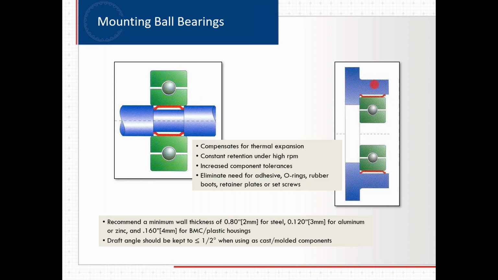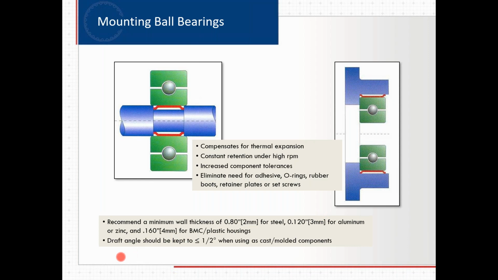If it's an aluminum housing, we recommend a minimum of 3 millimeter wall thickness. And if it's a plastic housing, we recommend a minimum of 4 millimeter wall thickness. This is because the tolerance ring is exerting radial forces back and forth between the outer race of the ball bearing and the housing ID pocket.